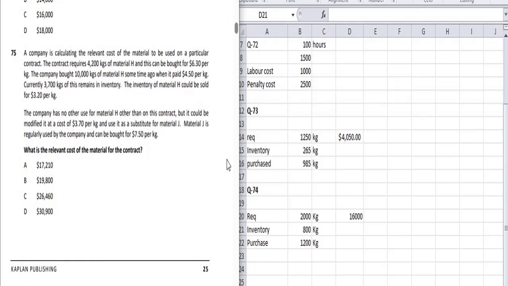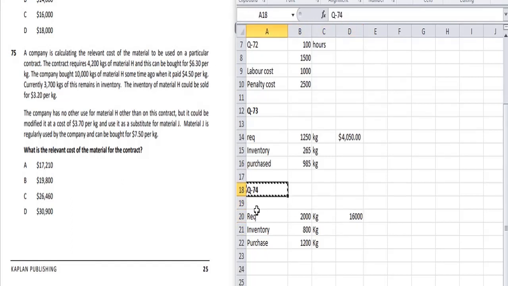Okay, next, what is the relevant cost of material for the contract? A company is calculating the relevant cost of material to be used on a particular contract, and the contract requires 4200 kg of material H.